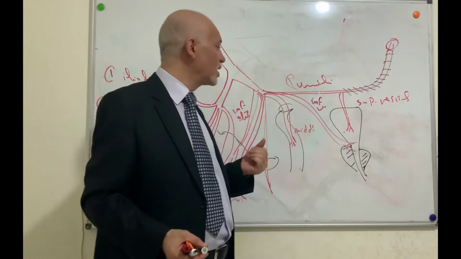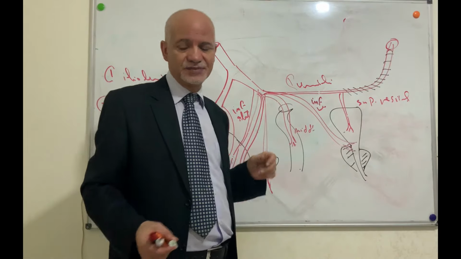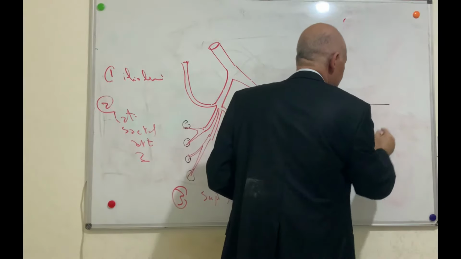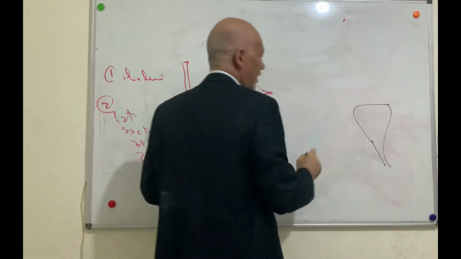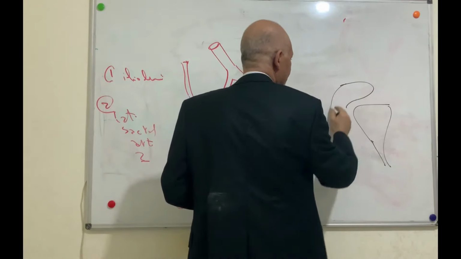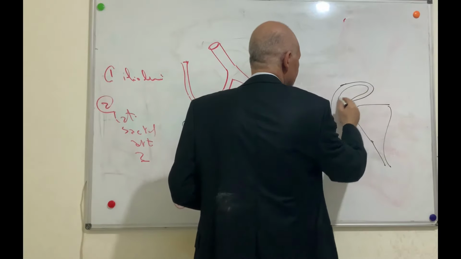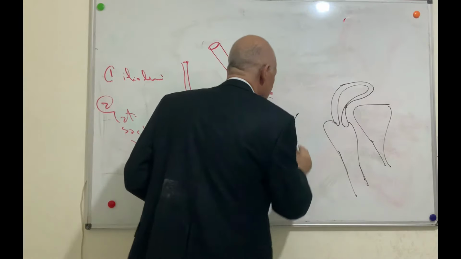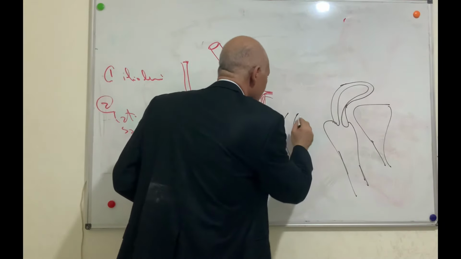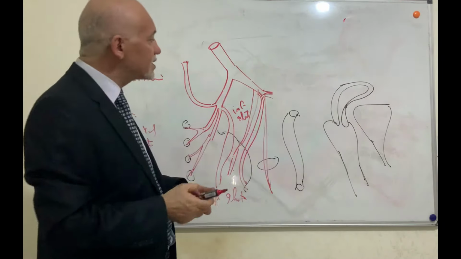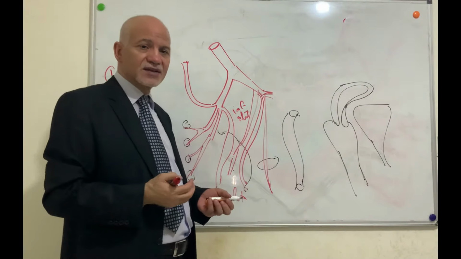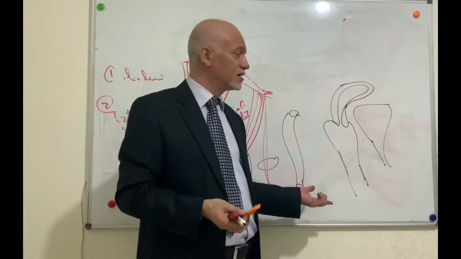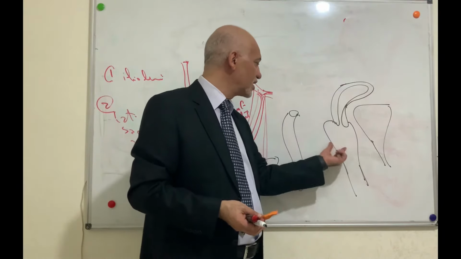In female, what are the organs? This is the urinary bladder, this is the uterus, this is the vagina, and this is the rectum. Visceral branches in female: the pelvic organs in female differ from the male: bladder, uterus, vagina, rectum.